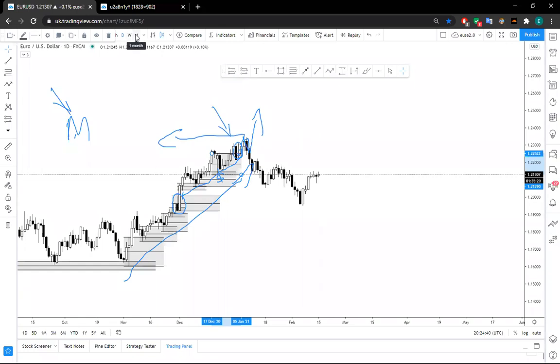Pullbacks are also getting more violent than prior pullbacks. Another sign of change. Exactly. It gets more violent. So you're understanding that price behaves in that manner.